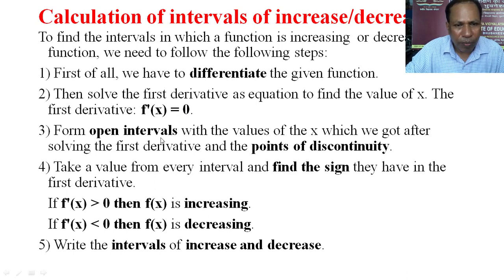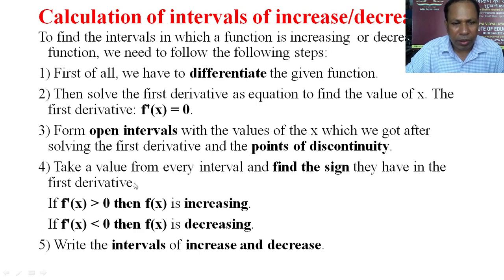Now we have to form open intervals with the values of x which we got after solving the first derivative and the points of discontinuity. So equating f dash x to 0, we get the possible values of x. Then we divide the number line into disjoint intervals. Then in each interval we have to find the sign of f dash x. If in a particular interval f dash x is greater than 0, then f x is said to be an increasing function in that interval. If it is less than 0, then f x is a decreasing function in that interval.